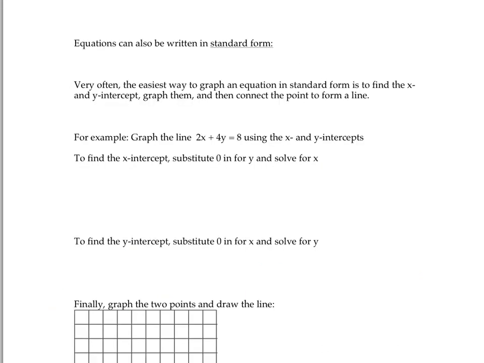So one way of writing equations of lines is slope-intercept form, y equals mx plus b, and usually in that form the equation is a little bit easier to graph. We can also write equations in what's called standard form. And standard form is Ax plus By equals C. The A, the B, and the C are all capitals, okay? A, B, and C must be integers.